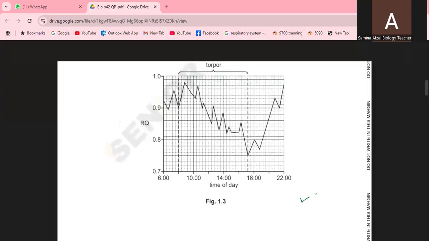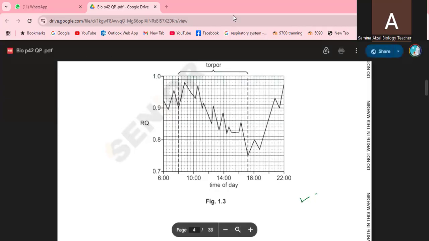So when we look at figure 1.3, which is in front of us, the trend which we are observing is during the period of 10 to 16. So from this point to this point is the torpor time. During this torpor time, you can see that there is a low respiratory quotient. Respiratory quotient is about 0.9, with a little bit of increase, and then it is decreasing. And at 18 hours, it is at its lowest point.